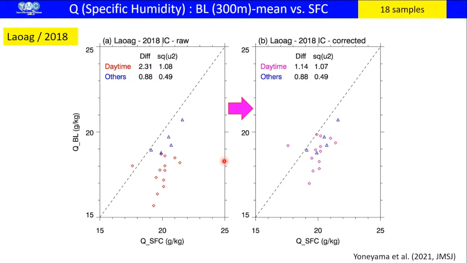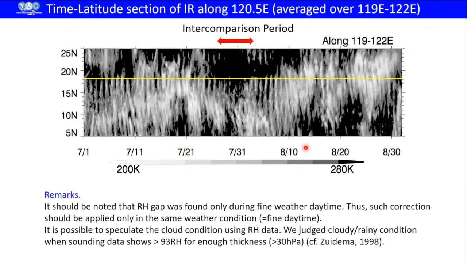During the intensive intercomparison, we can confirm that our correction scheme adjusts very well. But fortunately, we must be aware that such intercomparison was conducted only in very dry conditions or on very fine clear days. So such a correction should be applied only in the daytime and on fine days.